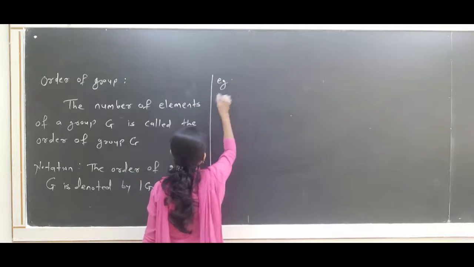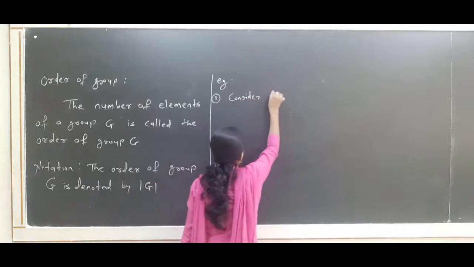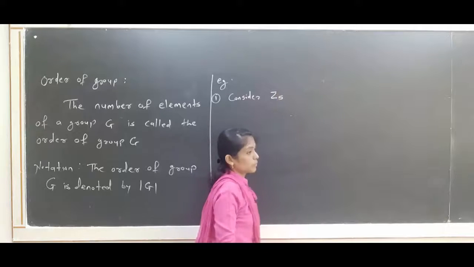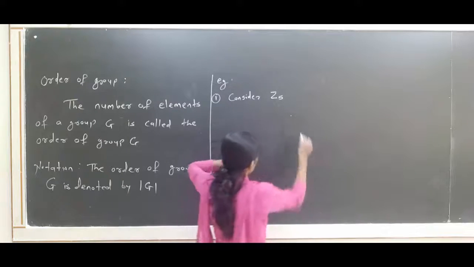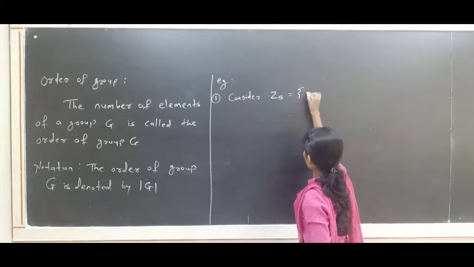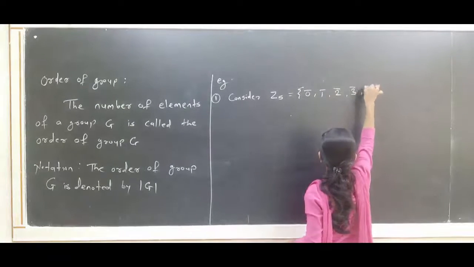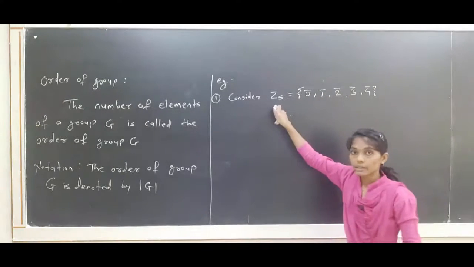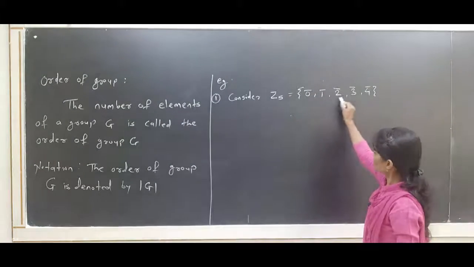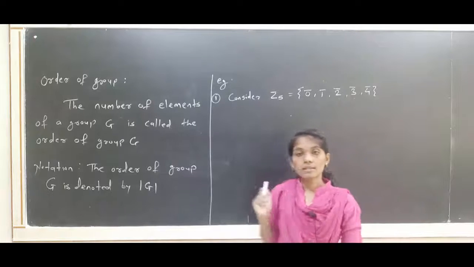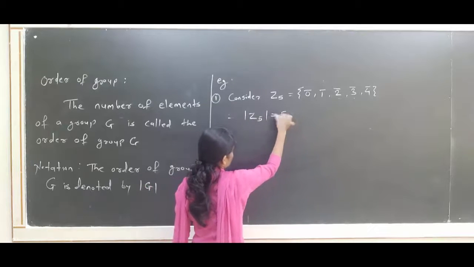So example first, consider Z5. Okay, so Z5, that is the set of integers modulo 5. So here 0 bar, 1 bar, 2 bar, 3 bar and 4 bar. So this is the set Z5. Now here the total number of elements in Z5 is 1, 2, 3, 4 and 5. So Z5 contains 5 elements. Therefore, order of Z5 is 5.